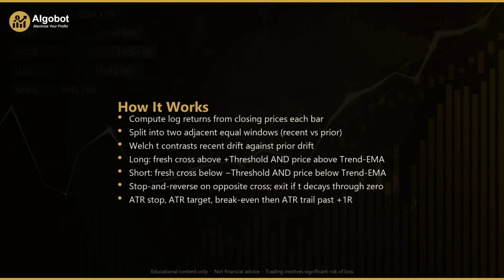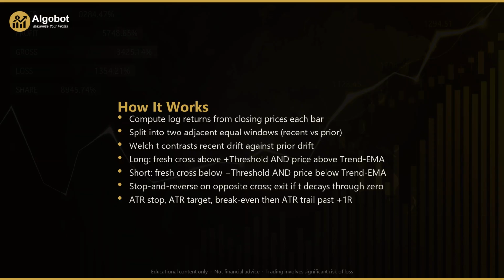Let's walk through the mechanics step by step. The strategy works entirely on a single time frame, whatever chart you attach it to. On each completed bar, it takes the closing prices and computes logarithmic returns, which are simply the bar-to-bar changes expressed in a way that adds up cleanly. It then splits those returns into two adjacent windows of equal length, set by the window parameter, which defaults to 20. The recent window holds the last 20 returns. The prior window holds the 20 returns immediately before that.